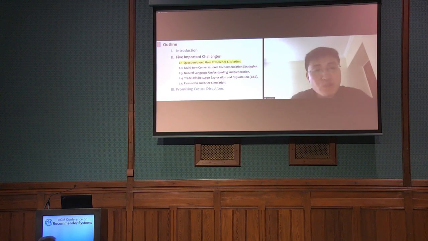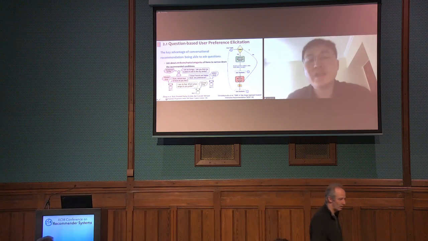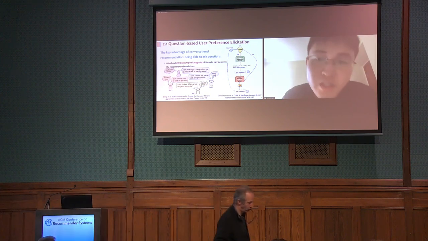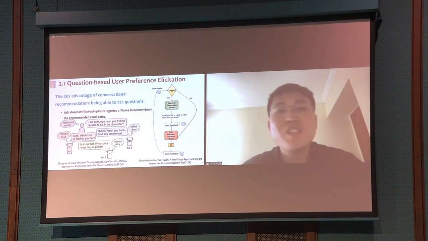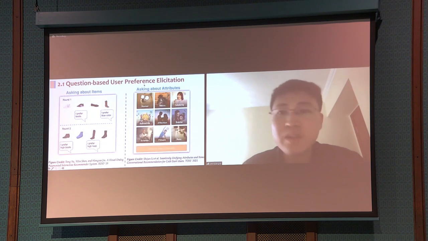Now I'm going to introduce five challenges of conversational recommendation systems. The first one that I want to go through is question-based user preference elicitation. One of the key properties of a conversational recommendation system is that it is able to ask questions to the user to know the user preference. This is a key difference that distinguishes traditional static recommendation systems and conversational recommendation systems. So one of the most important research questions is to study how to ask questions to elicit user preference. There are many ways to ask questions.